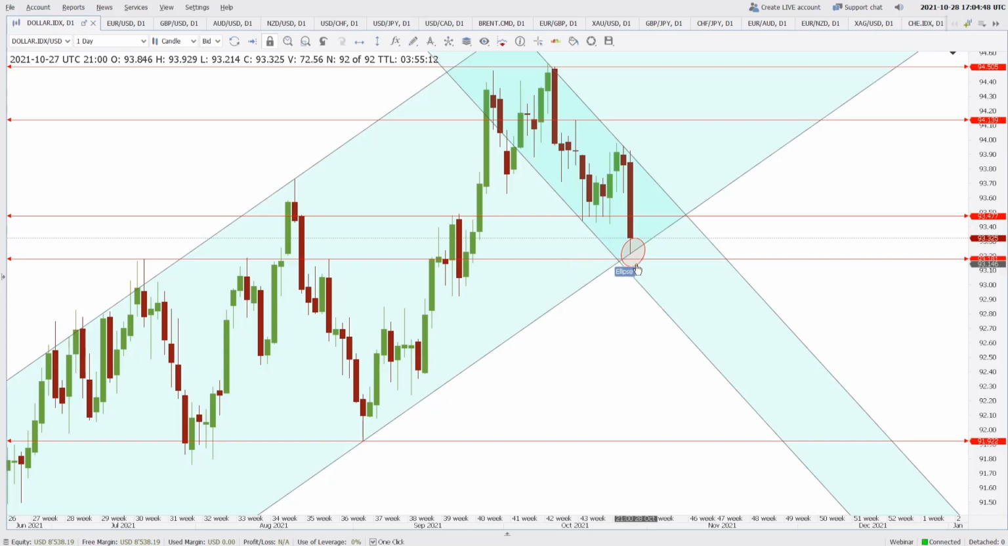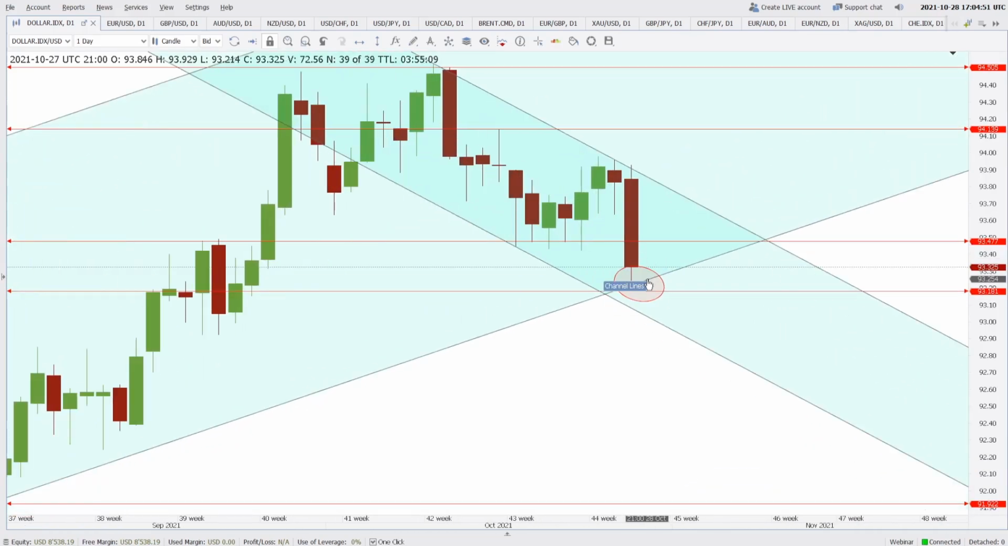So what you're going to do is, till the time you don't get a bullish pin bar or bullish engulfing candle here, you will not be opening a position. And if you open a position right now, you should keep your stop loss below 93.18, which is the horizontal support as well.